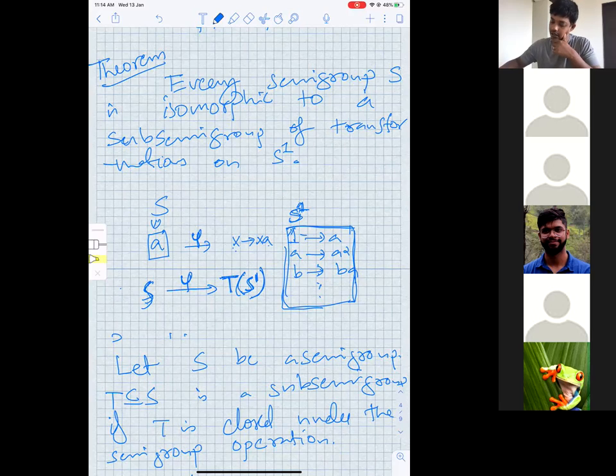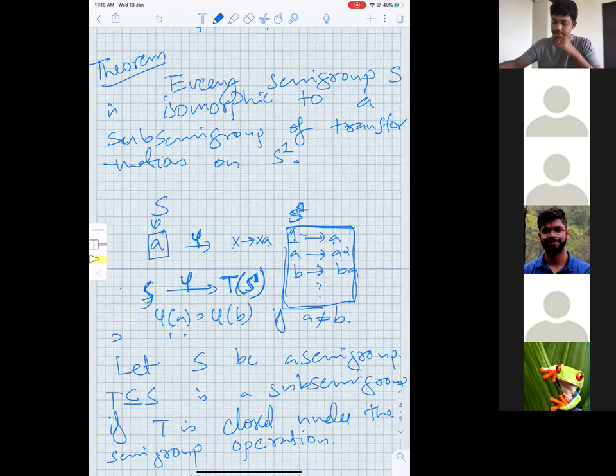I should prove that the mapping is injective. That means phi of A is not equal to phi of B if A is not equal to B. If A and B are two different elements, then their transformations are different. But this is given because I have an identity element. So if I look at phi of A, it will map the identity element to A. Phi of B will map the identity element to B.